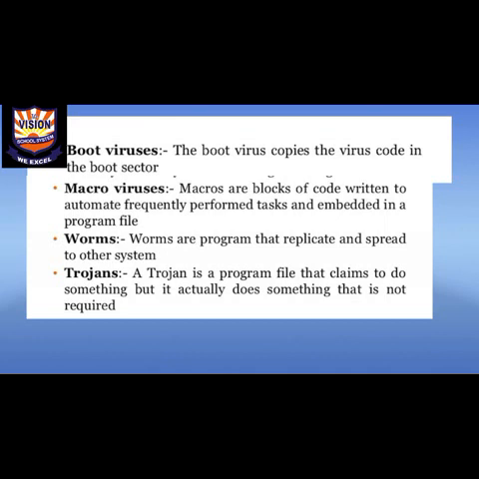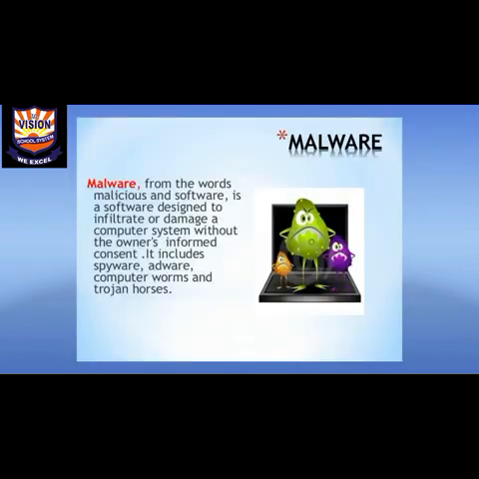Worms. Worms are programs that replicate and spread to other systems. Trojans. A Trojan is a program file that claims to do something but it actually does something that is not required. Malware. Malware, from the words malicious and software, is software designed to infiltrate or damage a computer system without the owner's informed consent. It includes spyware, adware, computer worms, and Trojan horses.